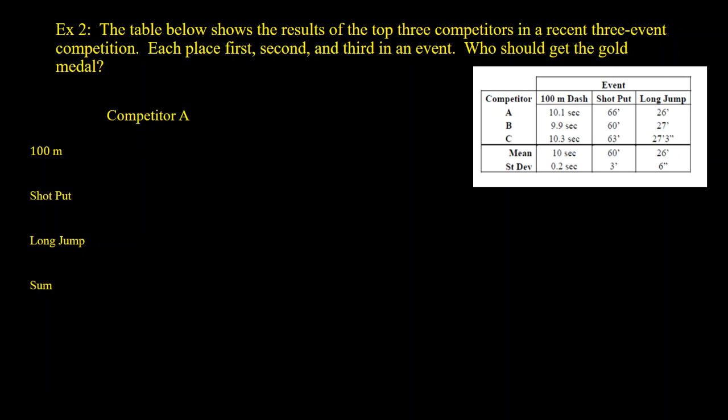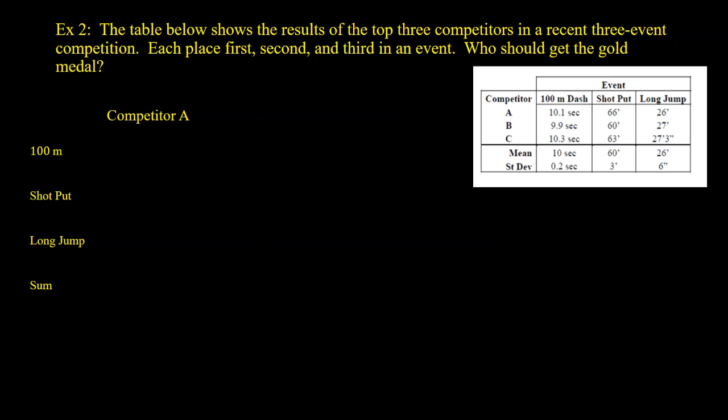For competitor A, they had a 10.1 100-meter dash time, and the mean was 10 seconds. Now, this one is going to be a little unusual because most events, like the shot put, we want to have a positive value. The long jump, we want to have a positive value. For a 100-meter dash, we want a negative value, a smaller value, because a time below the mean is better than a time above, obviously, right? It's the fastest person that wins. When we're doing a distance, it's the one that goes the furthest. So there's a conflict there.